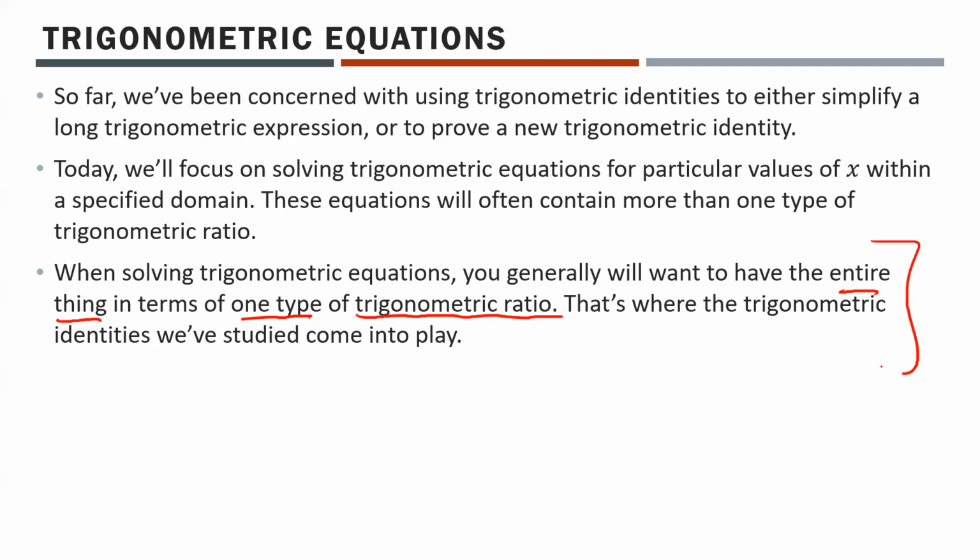If there's anything you need to get out of this today, it's that whenever you have a trigonometric equation, you need to get the entire thing in terms of one type of trig ratio. So you look at your formula sheet and at all your identities and think, how could I use any of these identities to change what I was given into just one type of trig ratio? Let me show you a bunch of examples.